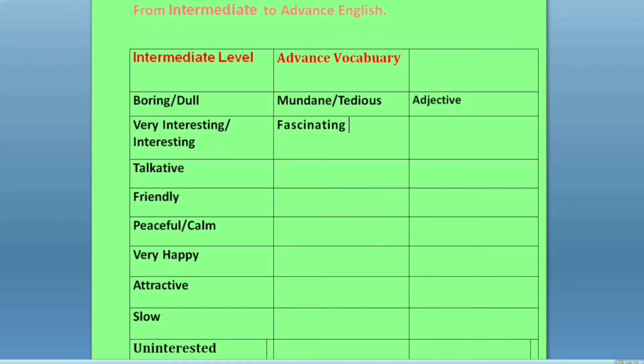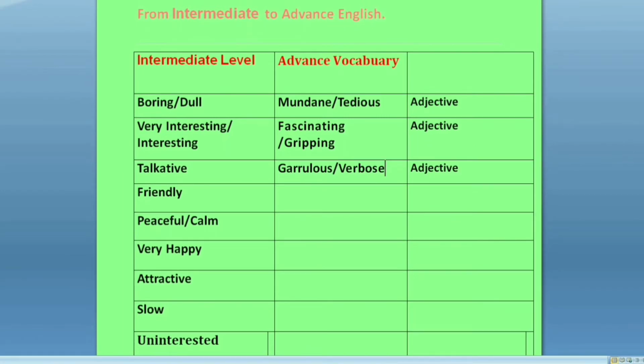So the next word which we have, as you see on your screen, is interesting. So most of the time we say very interesting. So instead of that, you can use the term fascinating, right? And it is an adjective. And we have another alternative. Instead of interesting, we can also use the term gripping. Okay, both of them can be used.